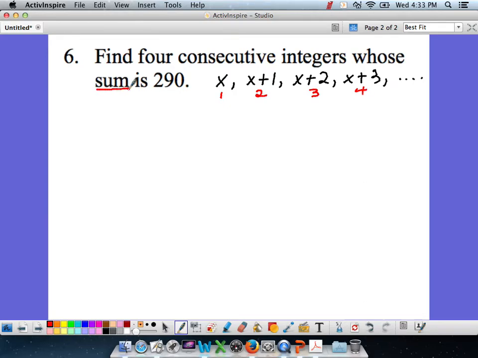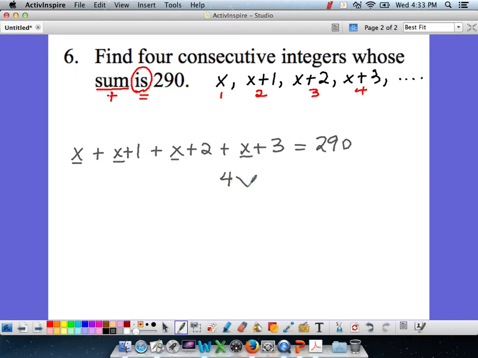The key here is sum, which tells me to add them together. The word is means equals. That sum will equal 290. So I set that up: x plus x plus 1 plus x plus 2 plus x plus 3, that sum is 290. Combine like terms, I have 4 x's. When I combine my constants, these 3 add up to be 6, is equal to 290.